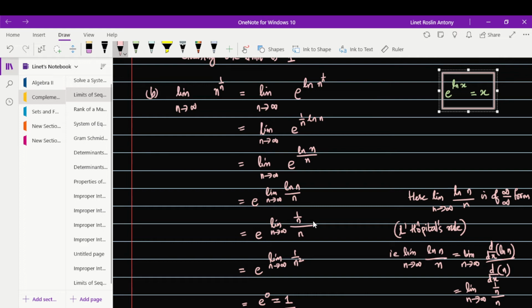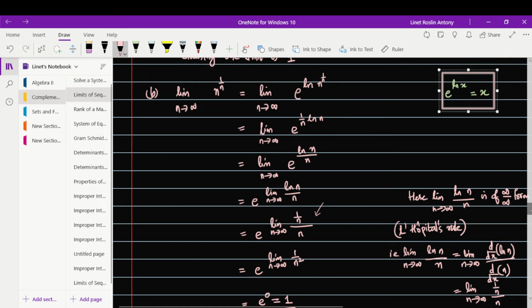And that is equal to e raised to the limit as n tends to infinity of 1 by n. And we know that the limit as n tends to infinity of 1 by n will go to 0. So you have e power 0, that is equal to 1. So you got the limit as n tends to infinity of n raised to 1 by n is equal to 1. So our guess was right in the A part. So that's that question.